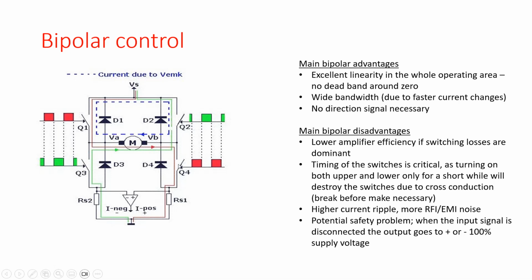Because the current drops at a faster slope, we could have more RFI or EMI problems. You should look into that. And as I told before, at 0 PWM, the voltage across the motor has a maximum value, and that could lead to potential safety problems. So also be aware of that.